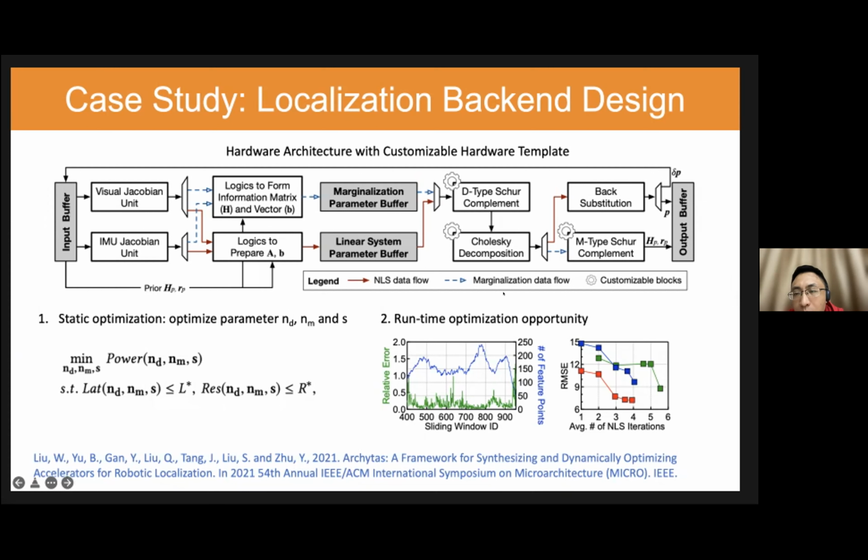The right figure explains why the runtime optimization can work. The reason is that the static design always accommodates the largest number of iterations to guarantee the accuracy for the worst case. But at runtime, the iteration number can be decreased for those non-worst cases. So the customizable block can close some computing units to save power while meeting the latency requirements.